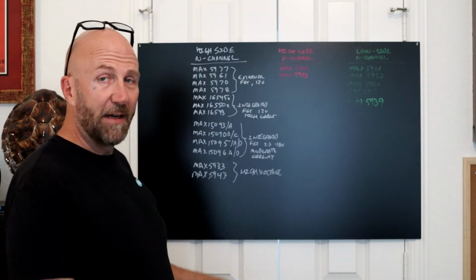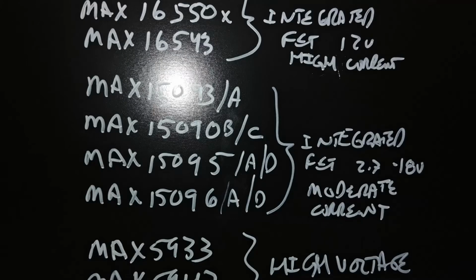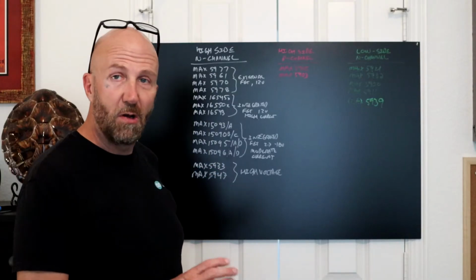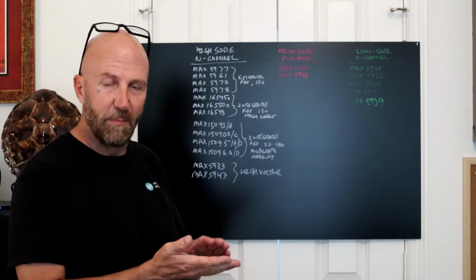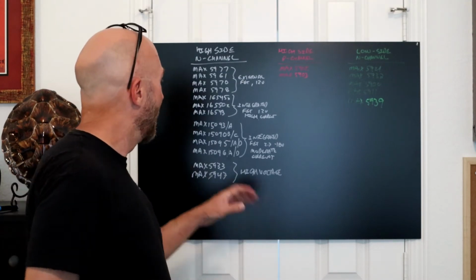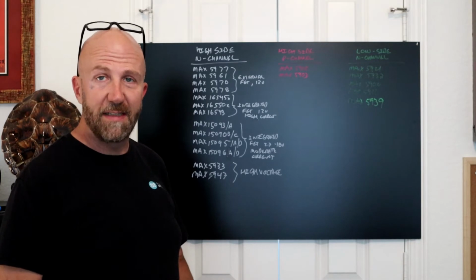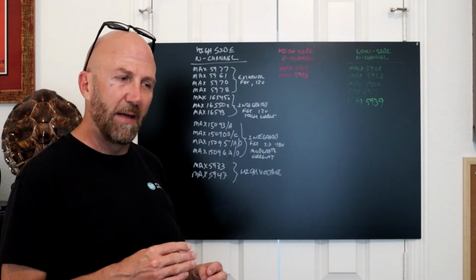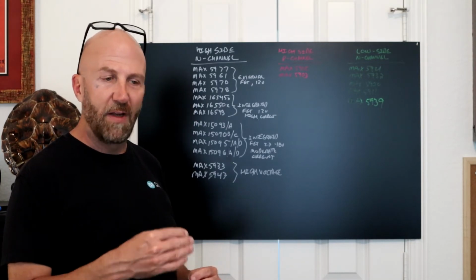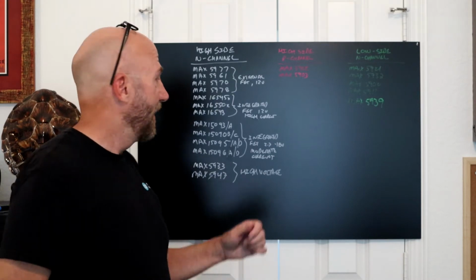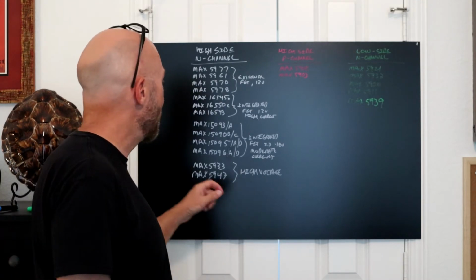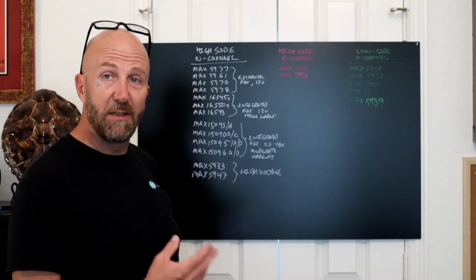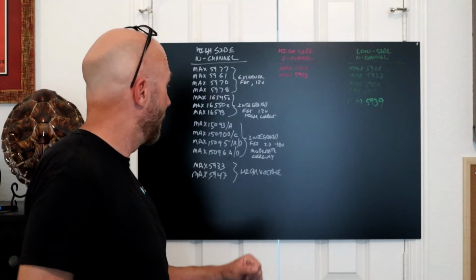Next we have the Max 15093, Max 15090, Max 15095, and Max 15096 family, which are very small, compact parts, typically in a WLP package, which is a wafer level package with a ball grid array or bump array on the bottom. Those parts are good for 2.7 volts to 18 volts at moderate current, so anywhere from, I think at the low end, about 6 amps up to a 15 amp part. And those are very nice for those kind of 12 volt mid-current applications. They do not have digital telemetry, but they do have precision current sense amplifier outputs.